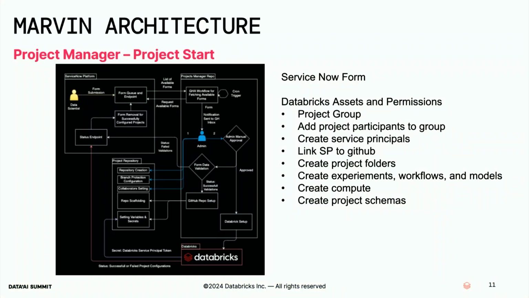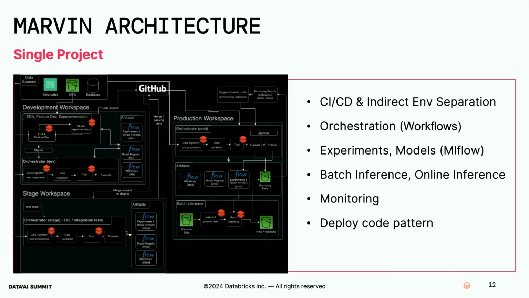So this is the project start. Everything starts in ServiceNow. We give our users a ServiceNow form. They fill that out, and once that is approved, it automatically kicks off the pipeline, which goes through and creates all these Databricks and GitHub assets. So we create a project group. We add the project participants that are defined by our users into that group. We create service principals. We link the service principal to GitHub, create project folders, create experiments, workflows, and models. We create compute and project schemas for that project. So now our users have a shiny new project.